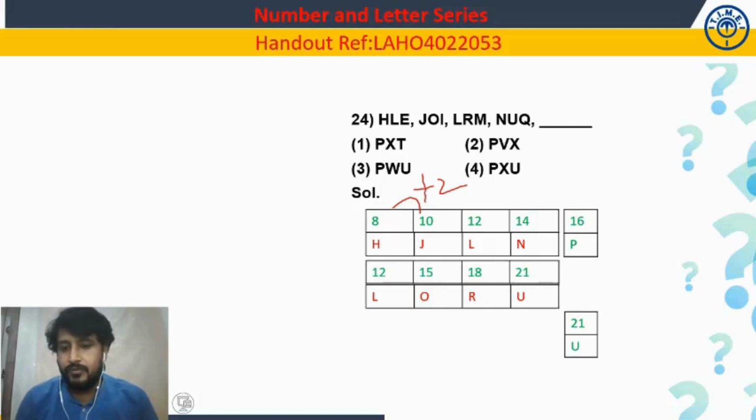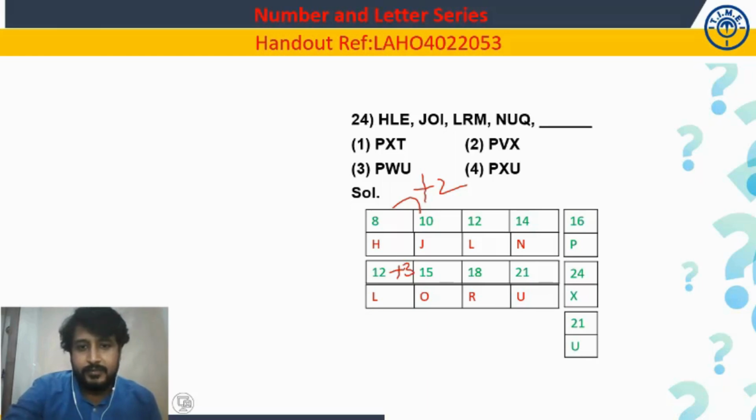Place values: L is 12, O is 15, R is 18, U is 21. 12 to 15, what is the logic? Plus 3. 15 to 18 plus 3. 18 to 21 plus 3. So constantly increased by 3. So 21 plus 3, 24. Which letter place value is 24? X. So my answer must be PX. First option, fourth option. Second option is ruled out. Third option is ruled out.